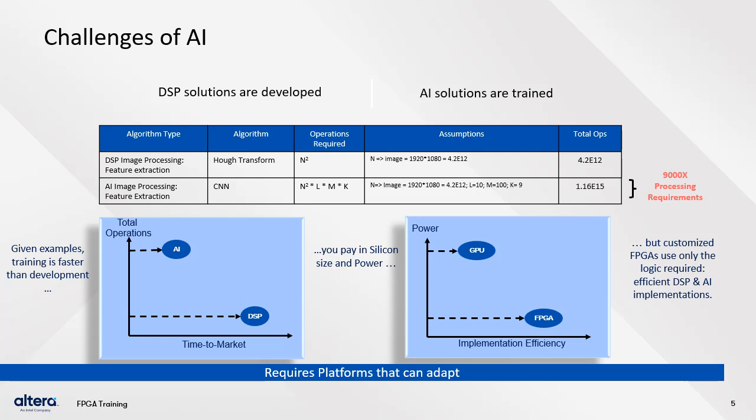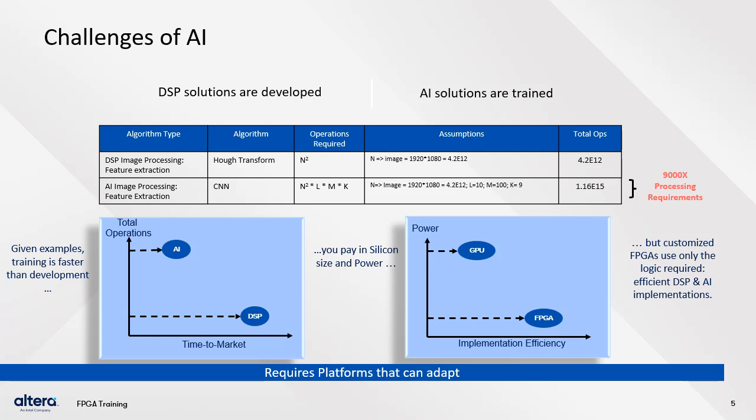The DSP solutions are developed whereas AI solutions are trained. To explain how this impacts design choices, let's look at an example. The Hough algorithm is a traditional DSP algorithm used for feature extraction. It requires n-squared operations, where n is the image size. An AI CNN algorithm can also do feature extraction. The number of operations required by a CNN is n-squared times L, the number of layers, times m filters per layer, and k, the filter size.